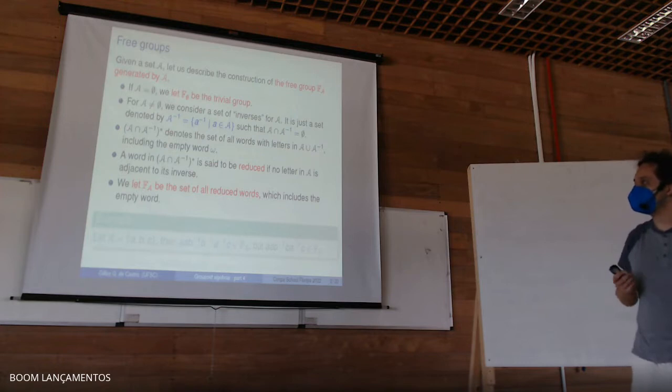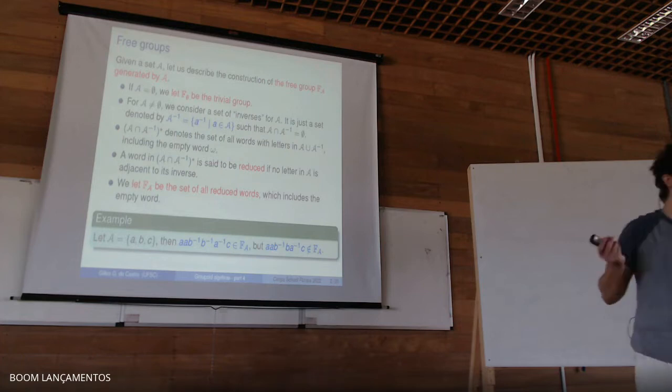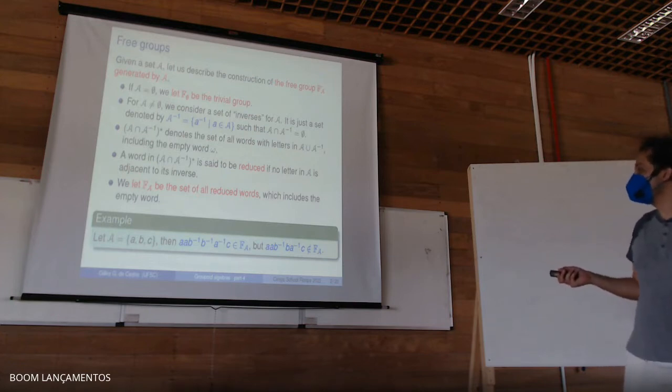For example, let's say you have an alphabet with 3 letters, A, B, and C. If you take this element here, with two A's, two inverses of B, or inverse of A and C, this element is going to be reduced, because even if A has an adjacent A itself and B inverse is adjacent to B inverse itself, there's no letter that's adjacent to its inverse. On the other hand, if you look at this word, we have that B inverse is adjacent to B, so this is not a reduced word. So this word is not going to be in this set.